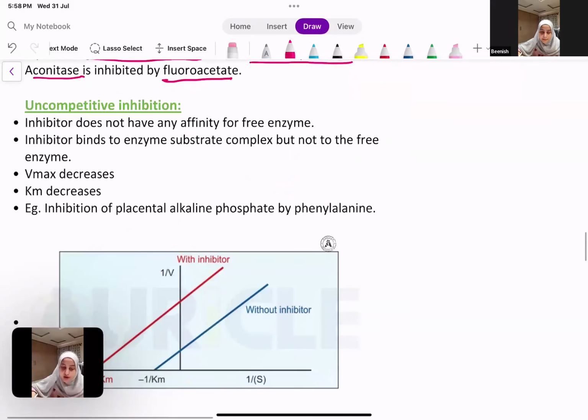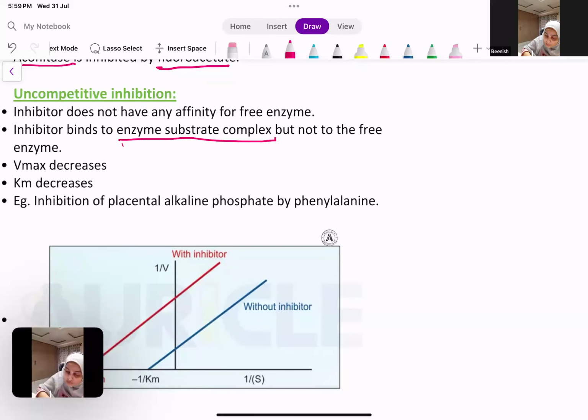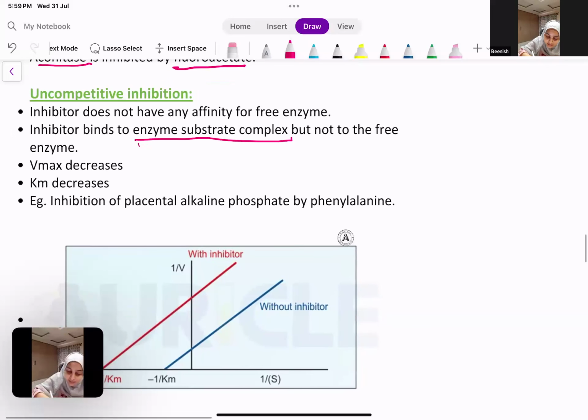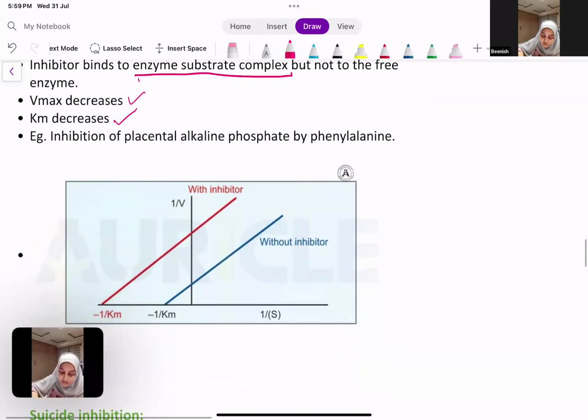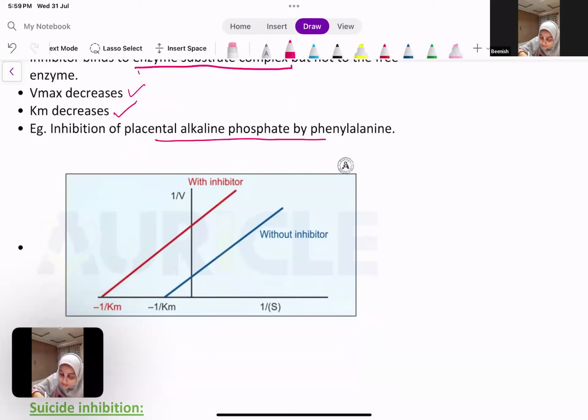Then talking about uncompetitive inhibition. So the inhibitor does not have any affinity for free enzyme. Now this is the difference between non-competitive and uncompetitive. In non-competitive, your inhibitor was binding both to the free enzyme and the enzyme substrate complex. But here, the inhibitor can only bind to the enzyme substrate complex and not to the free enzyme. The Vmax is decreasing and Km is also decreasing, whereas the Km was remaining same in non-competitive because your inhibitor was not interfering between the substrate and the enzyme interaction. The inhibition of placental alkaline phosphatase by phenylalanine is an example of uncompetitive inhibition.